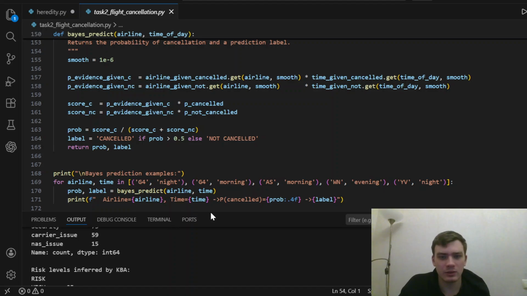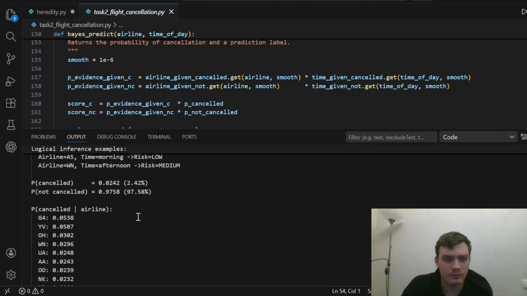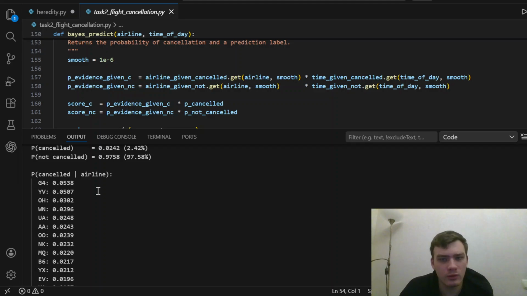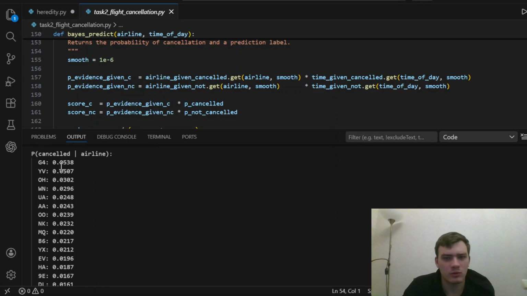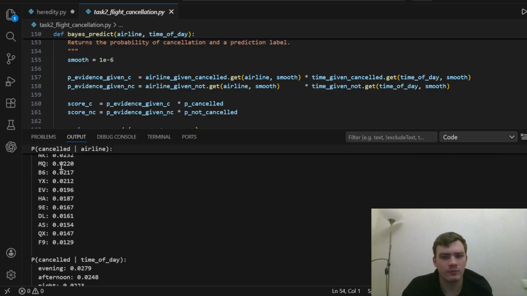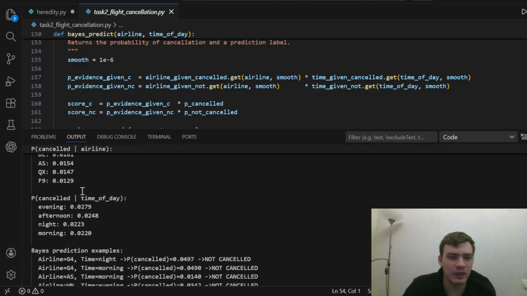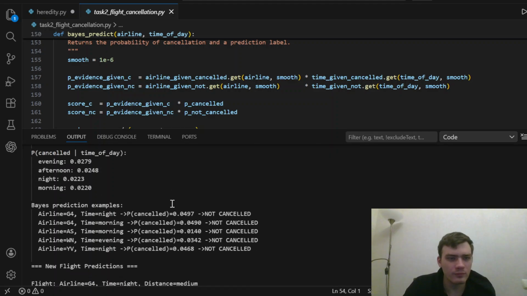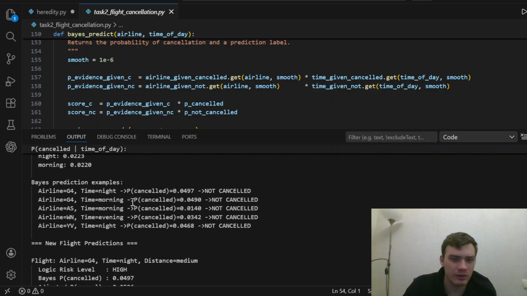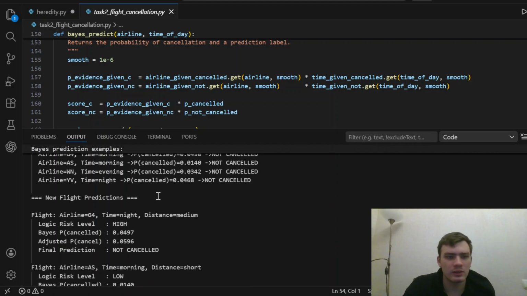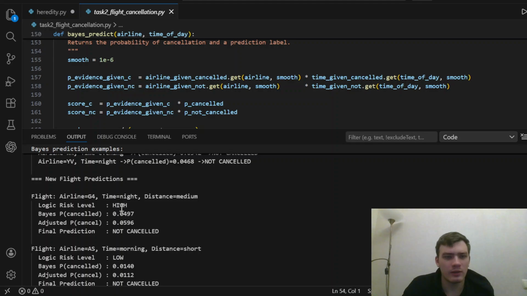And in practice, we look at how often G4 appears among cancelled flights versus normal flights. Here we can also see the cancelled flights. More of them are in the evening. And the Bayes prediction: airline G4, not cancelled, high level.